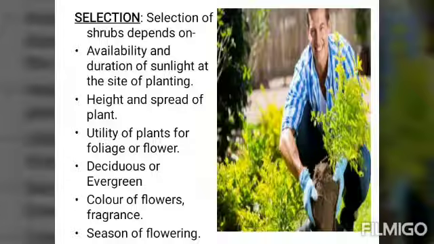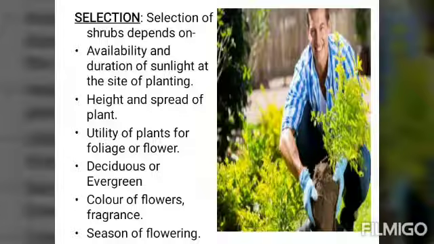If they are evergreen shrubs, then you have to plant only evergreen in that area. If it's a color flower, then on one side you should see the color of the flowers and even the fragrance, and its season, the season of flowering. Season kab hai flowering ka. So these are some important points to remember when you select shrubs.